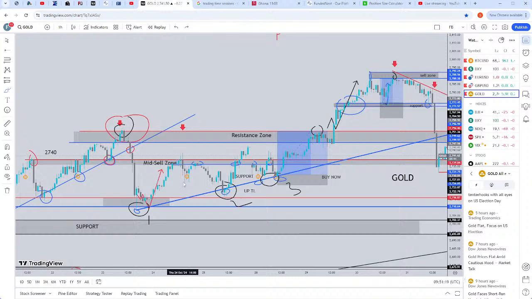So this is the sell that we took. Though it wasn't that much, it was something that we made something out of. It makes sense. Do you understand?